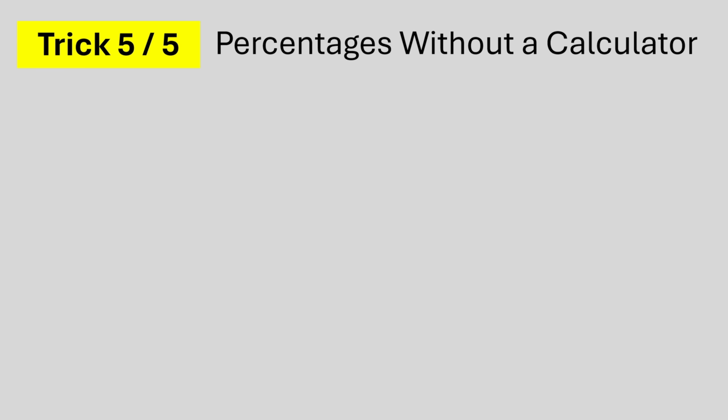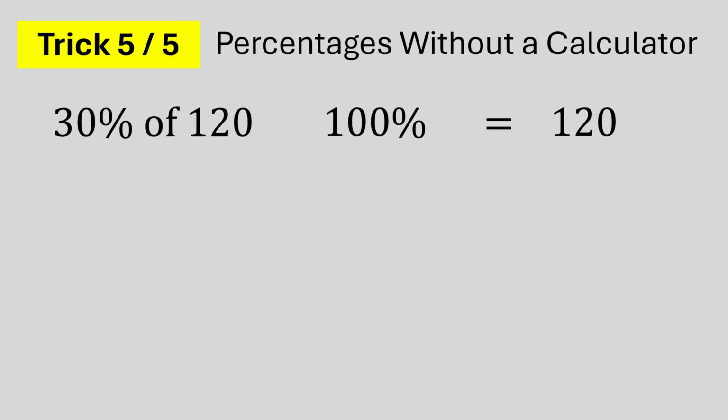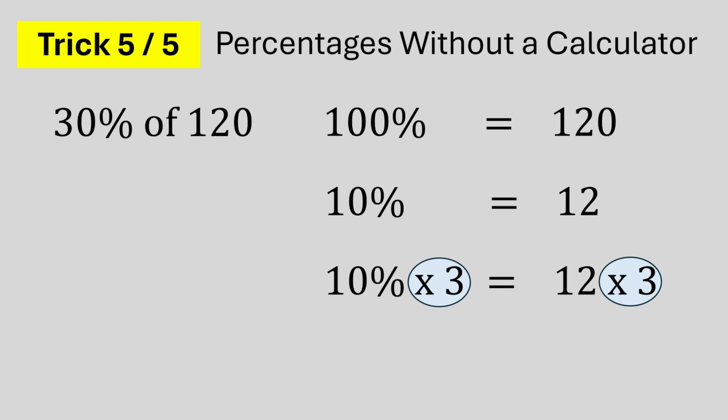Trick 5. Percentages without a calculator. Example 1. 30% of 120. Break the percentage into easy parts. 100% equals 120. 10% equals 12. So 30% equals 12 times 3 equals 36.